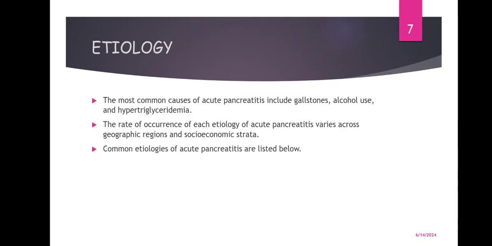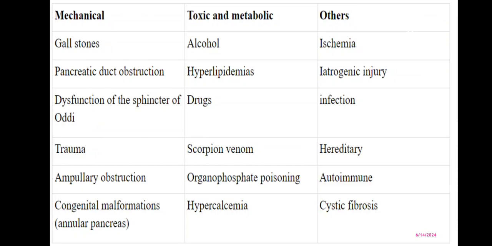So the most common causes of pancreatitis are gallstones, alcohol use, and hypertriglyceridemia. Then the rate of occurrence of each etiology of acute pancreatitis varies across geographic regions and socioeconomic strata. So common etiologies of acute pancreatitis are listed below. They're divided into mechanical, toxic, and metabolic and others.